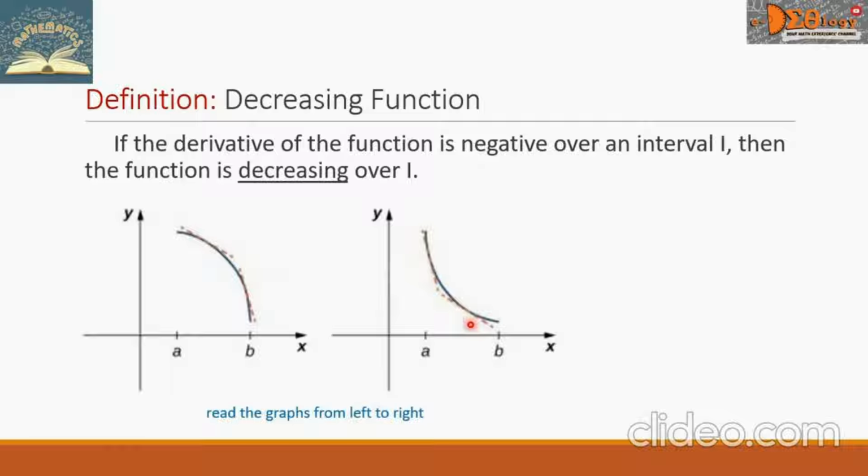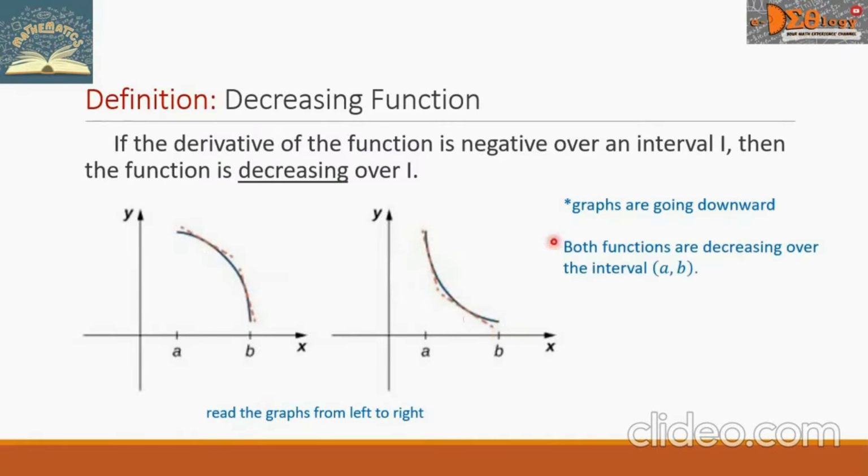Now let us read the graphs from left to right. We can observe that the graphs are going downward. In this case, we say that both functions are decreasing over the interval from A to B. And we say also that the derivative of the function at this interval is less than 0. And that means the values are negative.